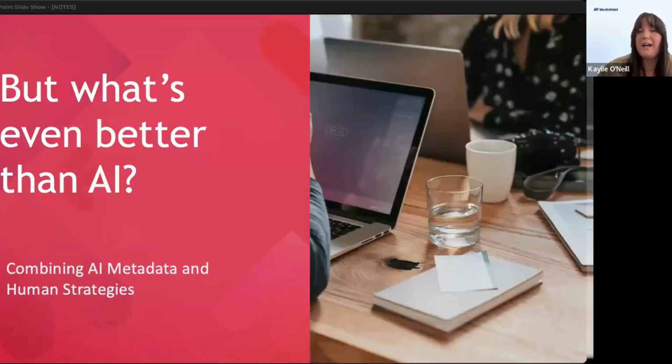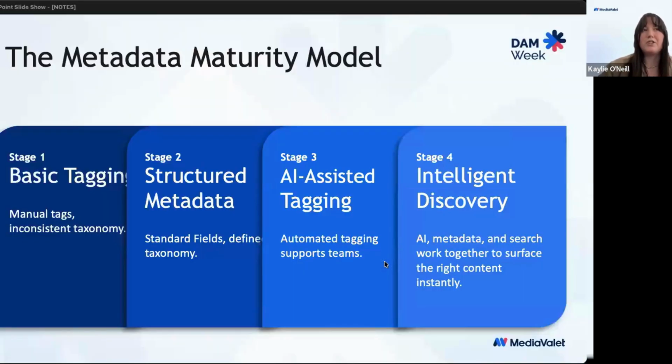But what's better than AI? It's actually your own noggin. So AI accelerates a lot of great things: object detection, scene recognition, large scale tagging. But humans really excel at brand context, human nuance, campaign relevancies, internal taxonomy. The strongest DAM environments combine AI automation and a structured metadata strategy to form a scalable, unified approach to your strategy.